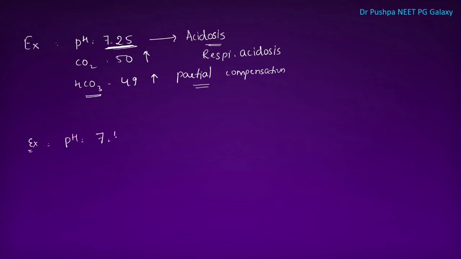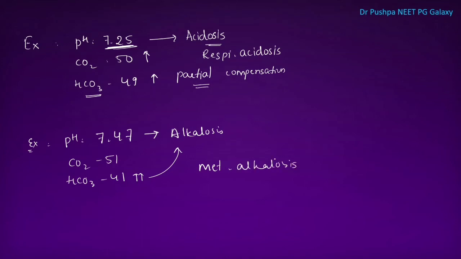pH is 7.47, CO2 is 51 and HCO3 is 41. So based on pH, it is alkalosis. CO2 has increased and HCO3 also increased. Whether it is metabolic or respiratory, how to know? CO2 has increased. CO2 is acidic content. If at all it is increased, it has to reduce, but it is not reducing. So in this case, there is increase in bicarbonate causing alkalosis. So this is metabolic alkalosis.